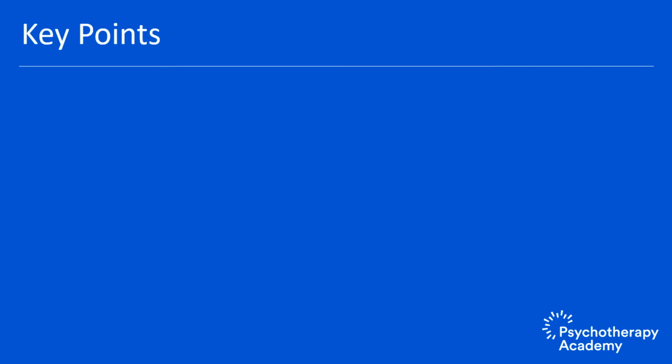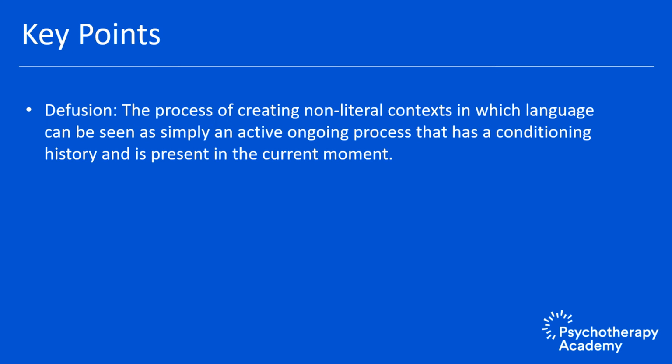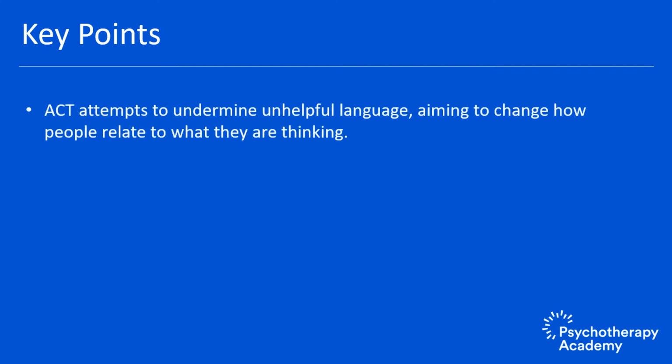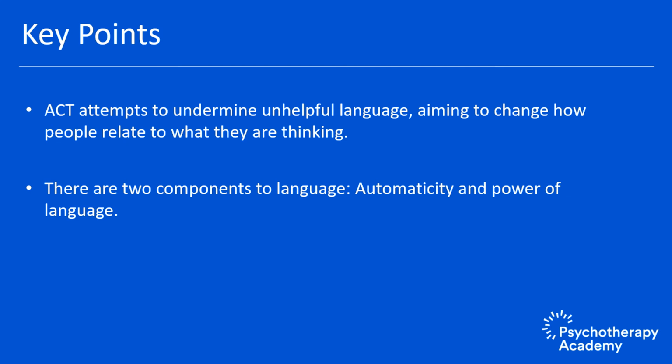There are 3 key points to this video. 1. Diffusion is defined as the process of creating non-literal contexts in which language can be seen as simply an active, ongoing process that has a conditioning history and is present in the current moment. 2. The ACT model attempts to undermine unhelpful language processes, not aiming to change what people think, but how they relate to what they are thinking. And 3, there are 2 components to language that we address with diffusion, and those 2 components are automaticity and power of language.